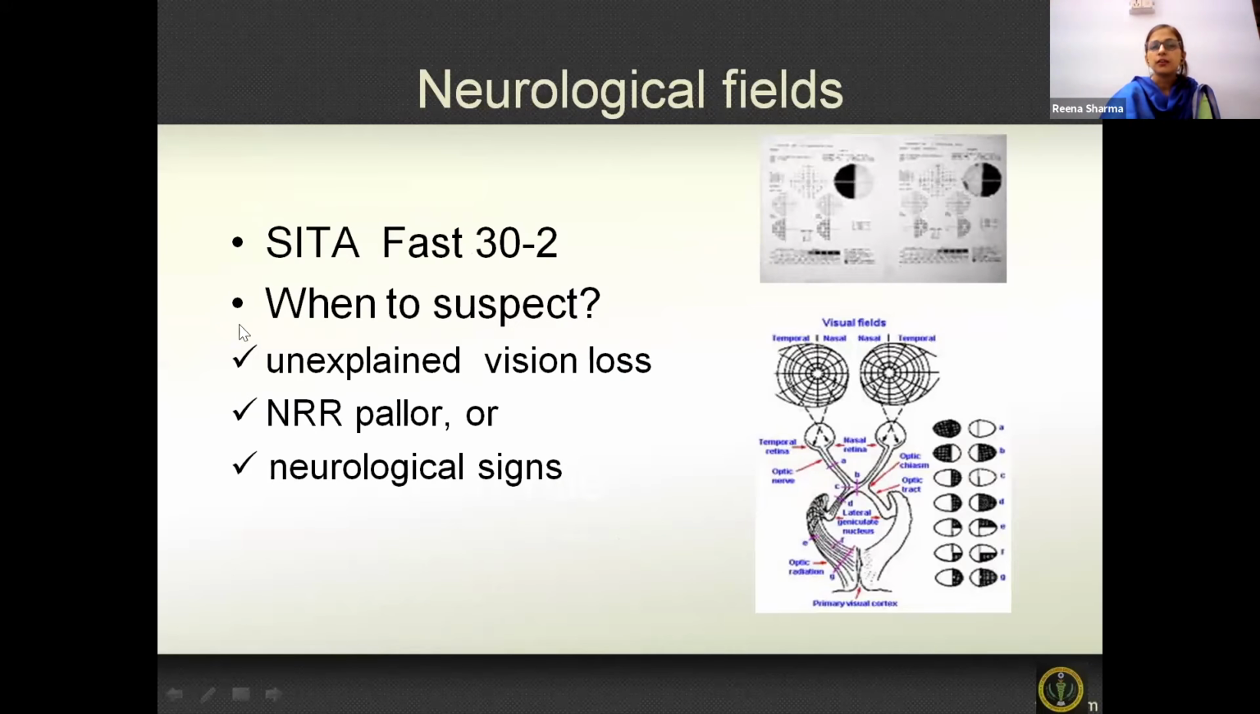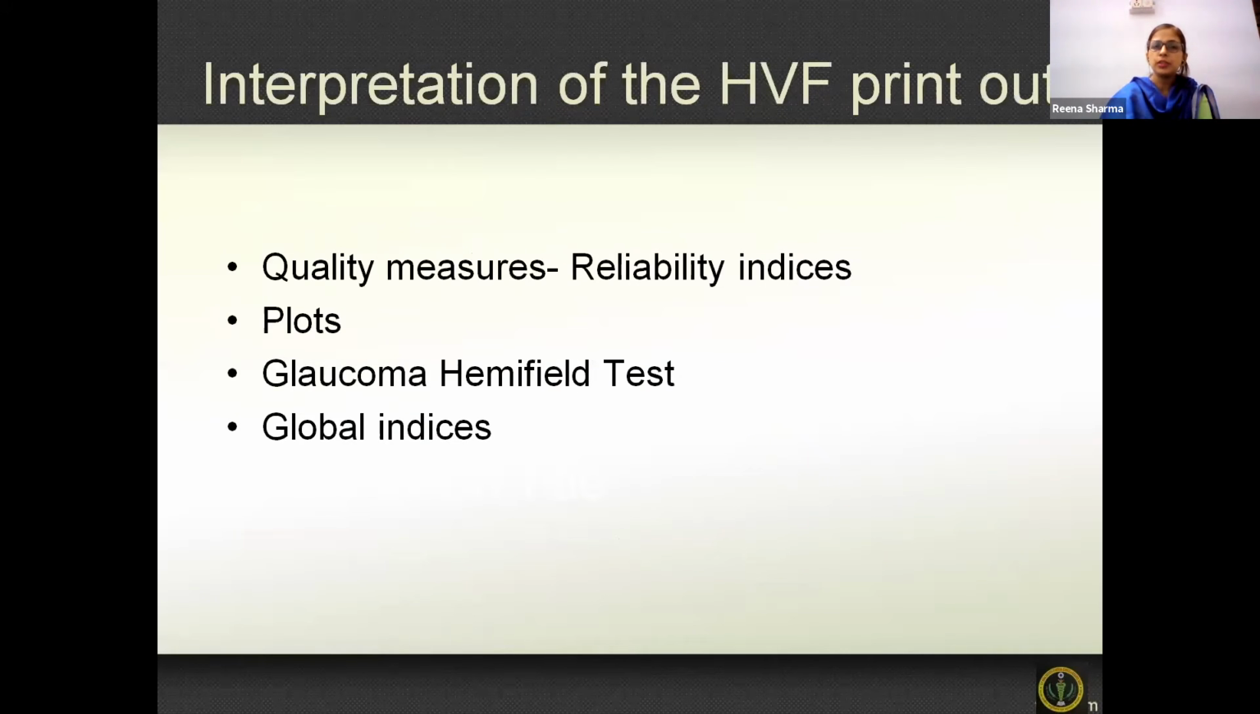Neurological fields, SITA Fast 30-2 is considered good enough, especially when you have doubts after examination of the disc. Now coming to the interpretation of a single printout of Humphrey visual field.